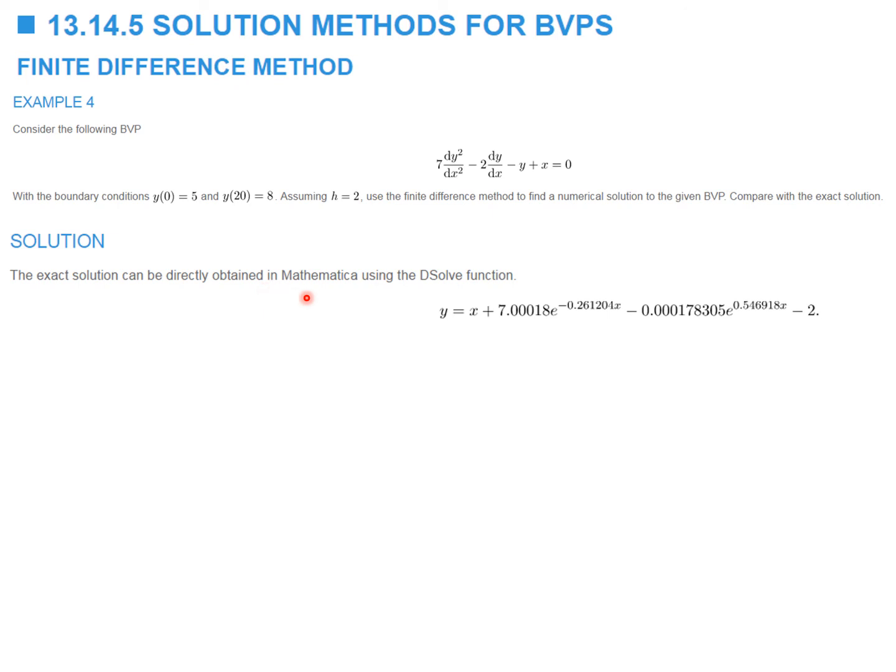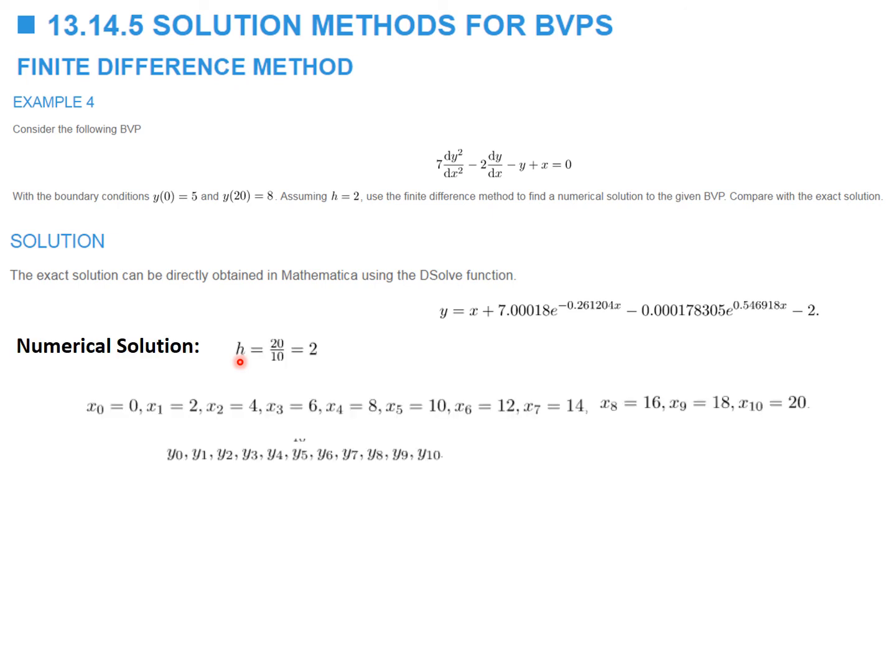The exact solution can be obtained using Mathematica. Here's the exact solution. We don't need to know how to solve this by hand. This is not the objective of the course. What we're interested in is how to solve this numerically. So for the numerical solution, the width of each subinterval is equal to the length divided by the number. The length is 20, and the number is 10, so 20 divided by 10 is equal to 2.